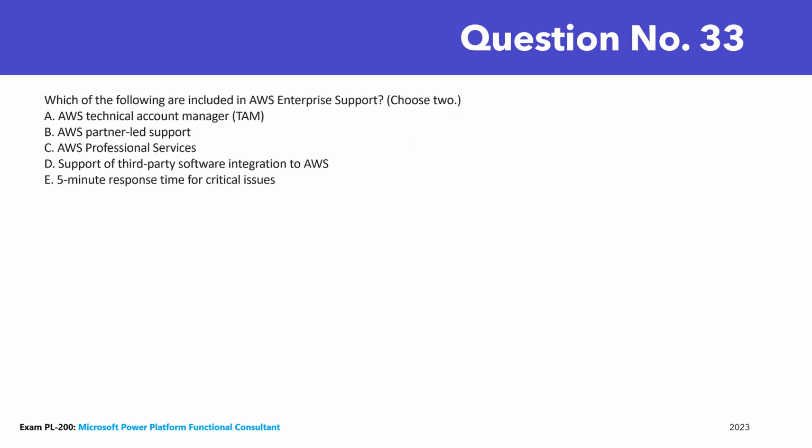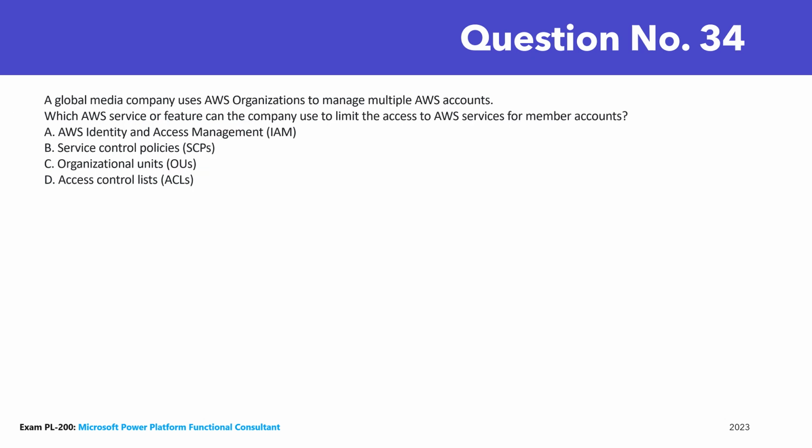Which of the following are included in AWS Enterprise Support? Choose 2. A. AWS Technical Account Manager, TAM. B. AWS Partner-Led Support. C. AWS Professional Services. D. Support of third-party software integration to AWS. E. 5-minute response time for critical issues. Correct answers, A and D.